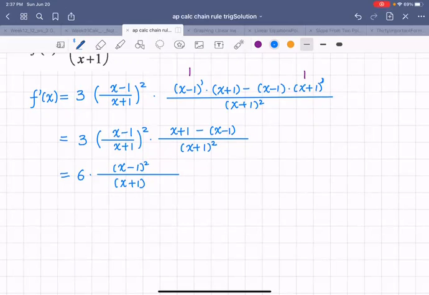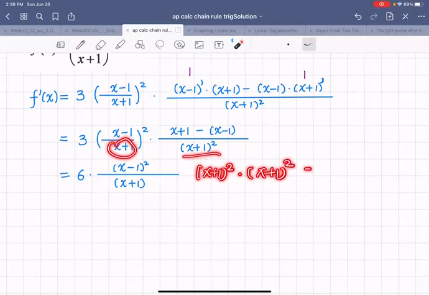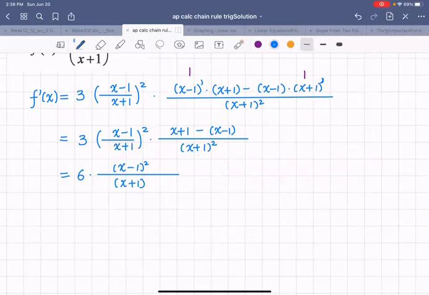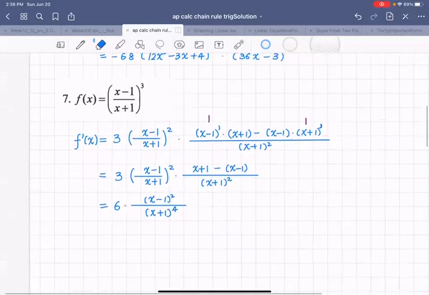Really? Wait, hold up. Oh, wait, no. X plus 1 times x squared plus 2x plus 1. Here is x plus 1 squared, and then times another x plus 1 squared, which is x plus 1 to the power of 4. Sorry. Okay. Sometimes I also make a careless mistake. Well, that's number 7.